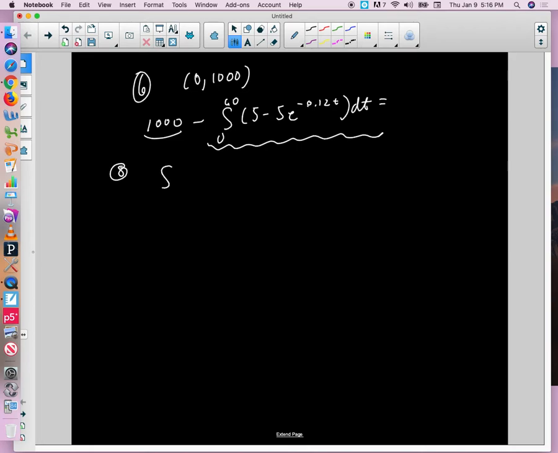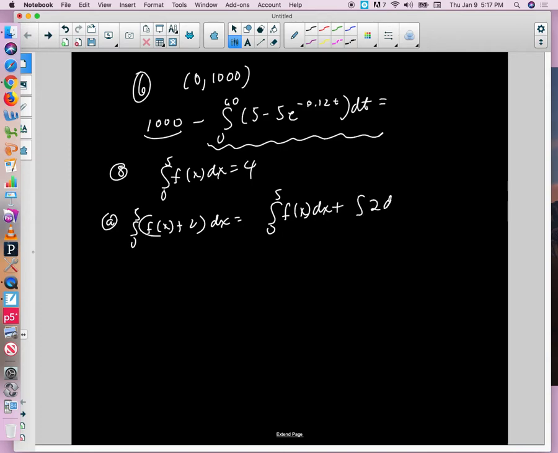So we have the integral from 0 to 5 of f of x dx is given to us as 4. And so A, if we have the integral from 0 to 5 of f of x plus 2, I would distribute this integral symbol. And this part is 4. The antiderivative of 2 is 2x from 0 to 5. So that gives me 4 plus 10 minus 0. So we get 14.